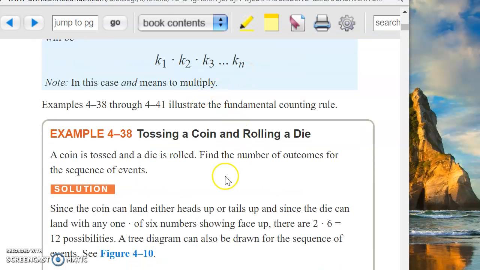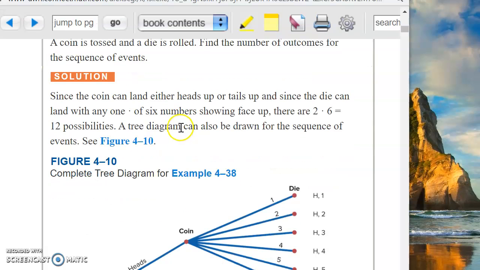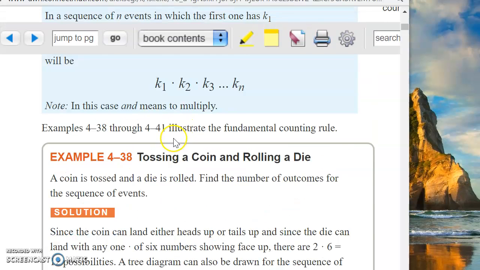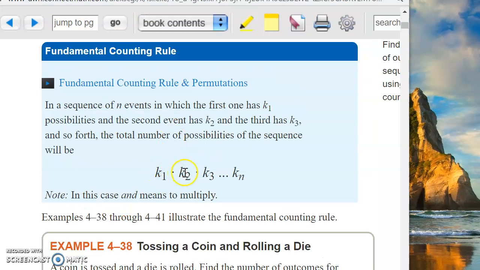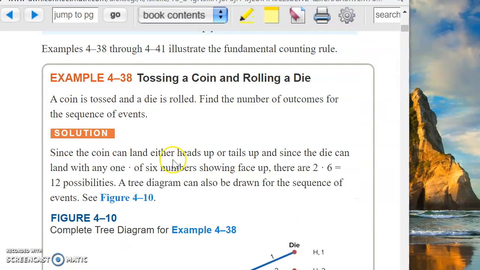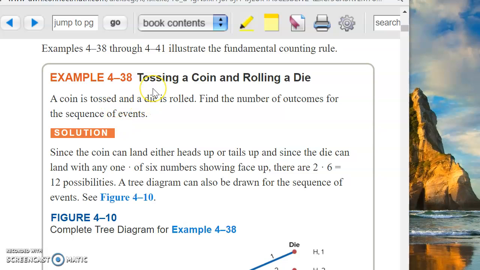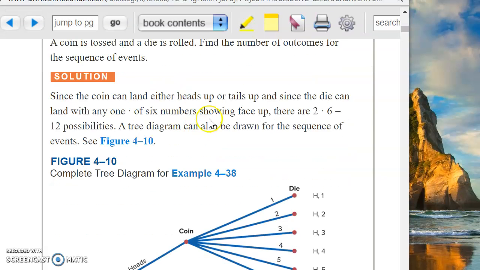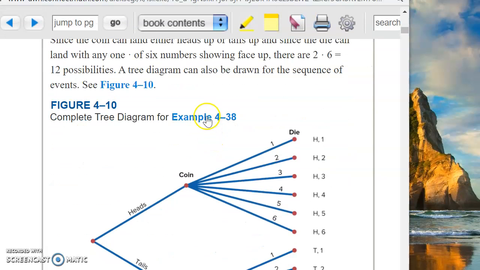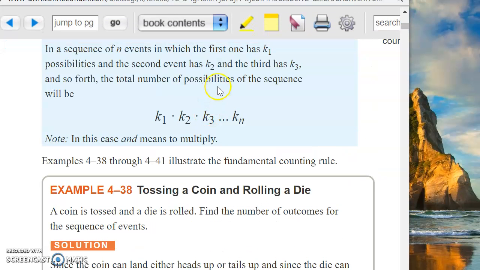This example here is a really good example because the number of possibilities for event 1 and event 2 is not the same. For example 4-38, a coin is tossed and a die is rolled. Find the number of outcomes for this sequence of events. Well, the coin, that's my k1, that's the number of possibilities for the first event.